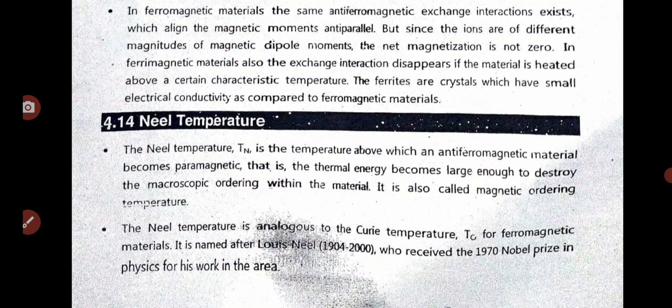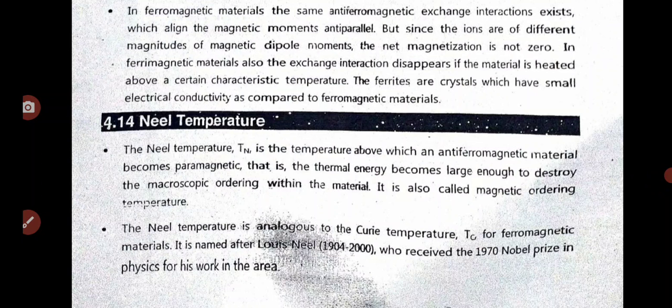In a ferromagnetic material, the alignment is in the same direction, the up spin, and likewise in a ferrimagnetic material. The exchange interaction also disappears if the material is heated above a certain Curie temperature, which is the characteristic temperature. Ferrites are crystals which have small electrical conductivity as compared to the ferromagnetic material. So that is the property: small electrical conductivity as compared to the ferromagnetic material.